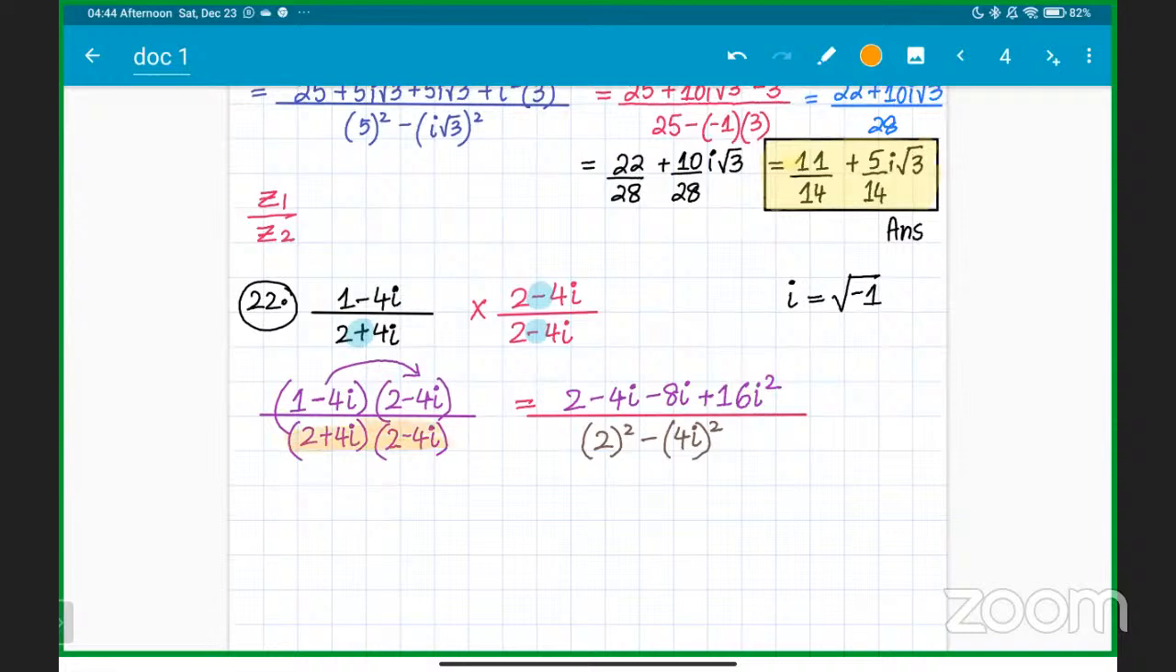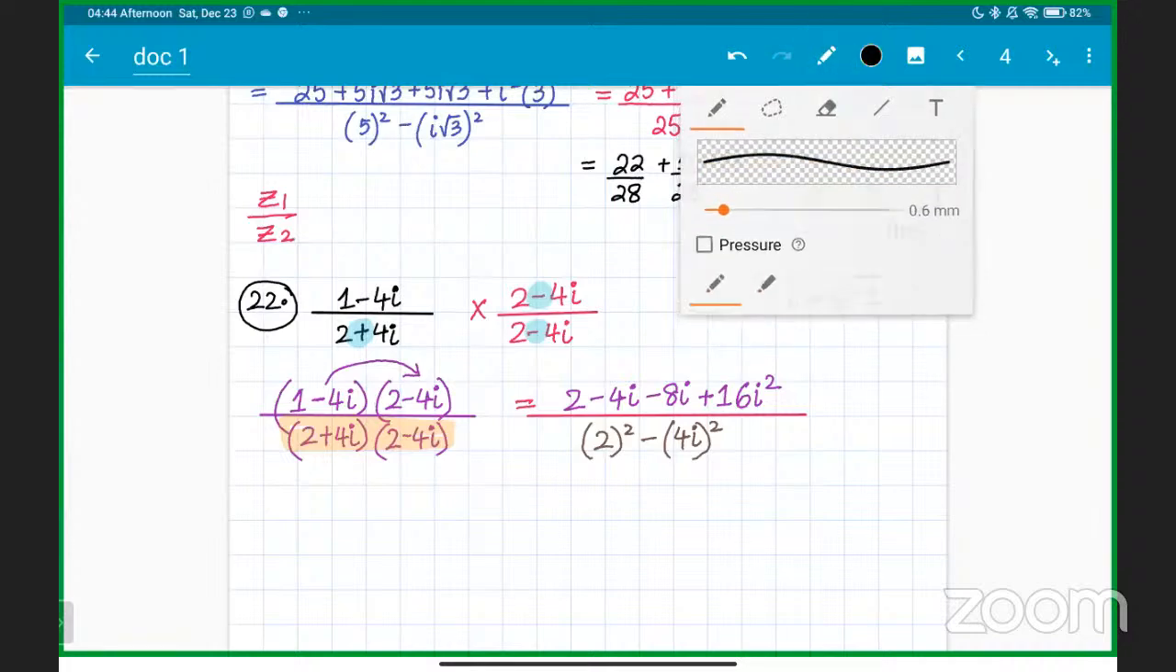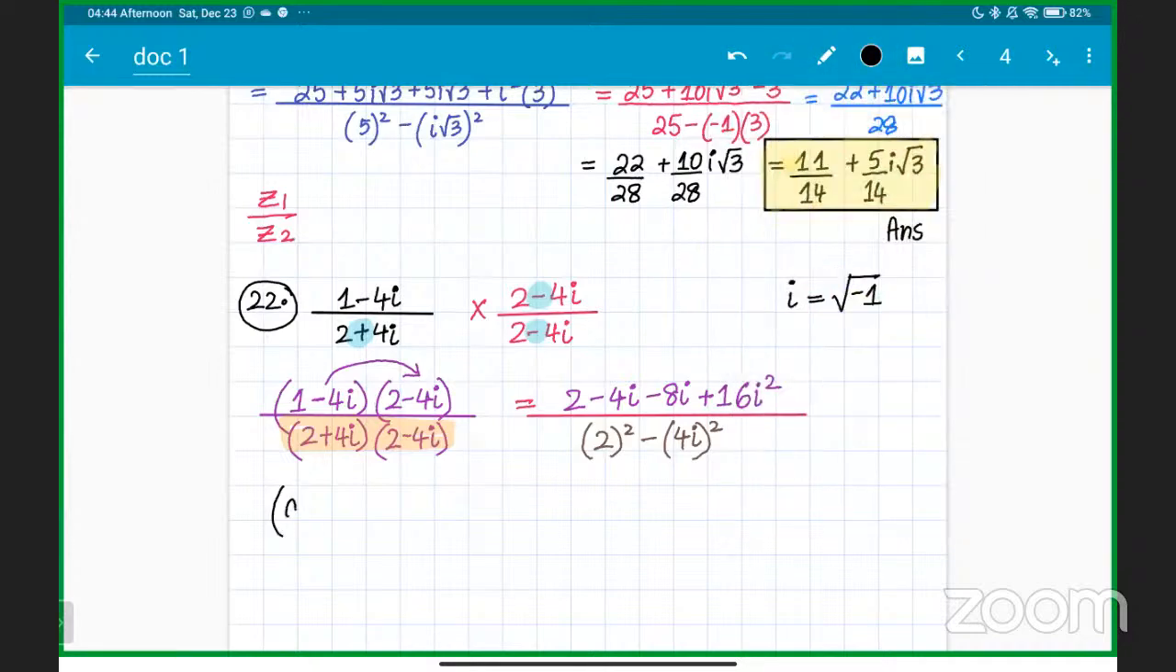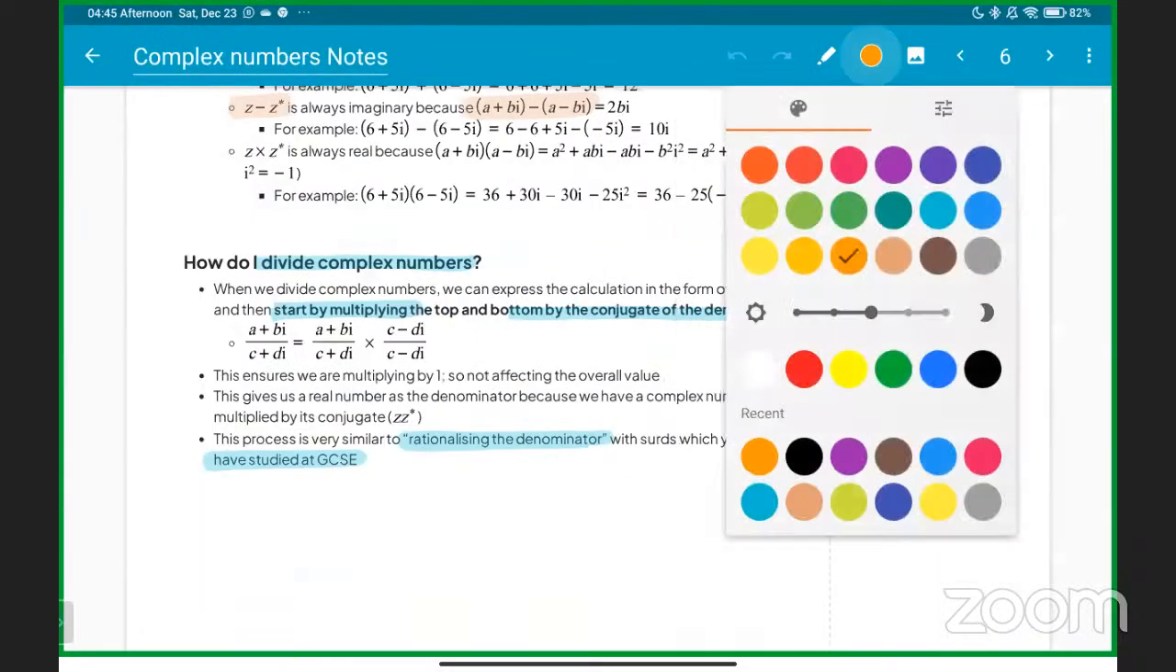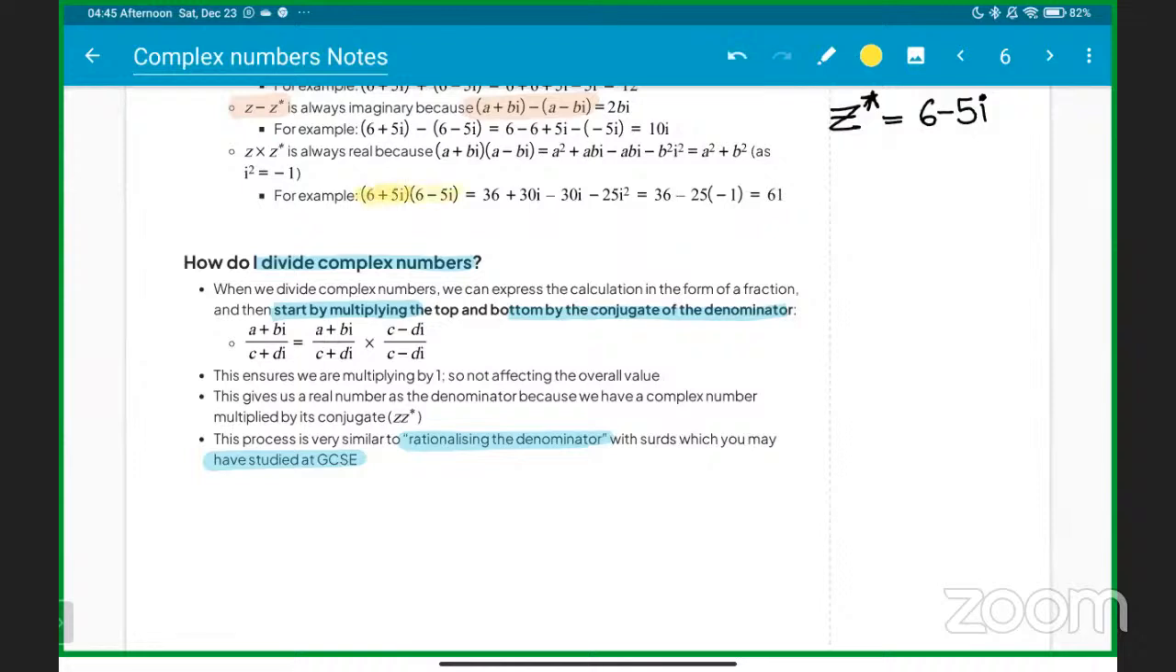Please understand, always remember, just take some notes: whenever you are rationalizing, in the denominator you will have a plus bi times a minus bi. Follow carefully. So always remember, it is a plus b times a minus b, which will be a square minus b square. Just like they were saying here. In the denominator you will always have a square plus b square.